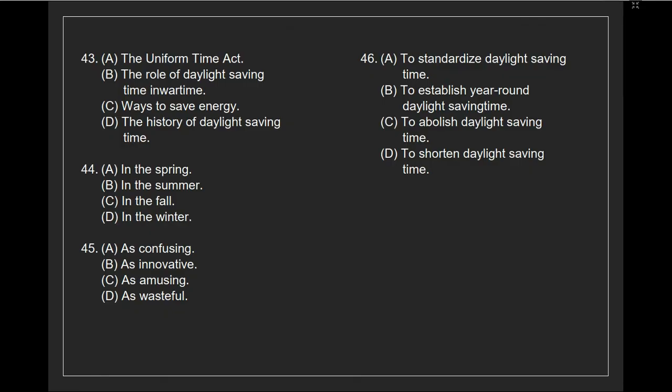Number 43. What is the main topic of this talk? Number 44. According to the speaker, when are clocks in the United States set back? Number 45. According to the speaker, how would most people probably have characterized Benjamin Franklin's plan for daylight saving time when it was first proposed? Number 46. According to the speaker, what was the effect of the Uniform Time Act of 1966?